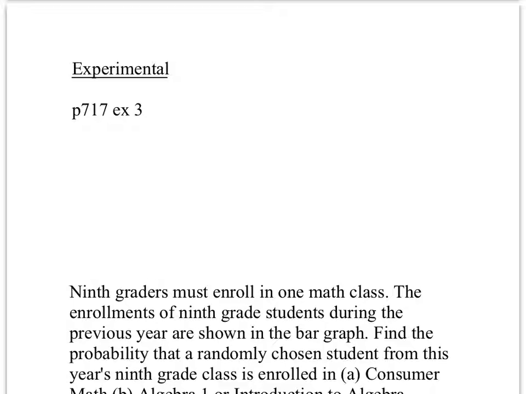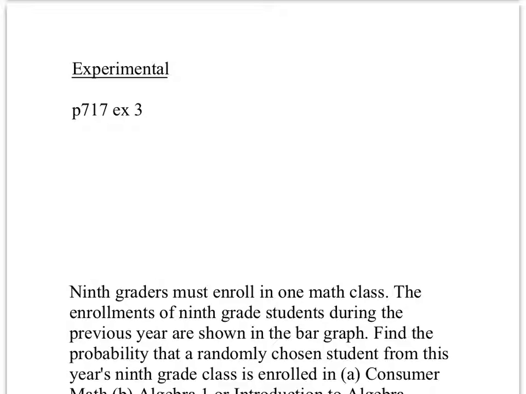All right, now let's talk experimental. So if you're on page 717 of your book, we're looking at example 3. Now example 3 is about a survey. And in a survey, it asks internet users for their ages. The results are shown in a bar graph. So you have a bunch of people under 21, you have people from 21 to 40, you have people from 41 to 60, 61 to 80, and then over. Find the experimental probability that a randomly selected internet user is at most 20 years old.